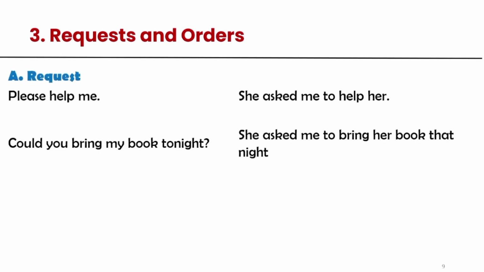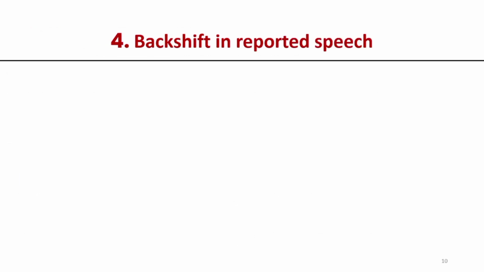Let's continue to requests and orders. Please help me. So this is the direct, and then this is the indirect or reported speech: She asked me to help her. Could you bring my book tonight? She asked me to bring her book that night. So here we have to help. In requests and orders, we usually use to infinitive to report what we want to report. Here we have a backshift in the reported speech.